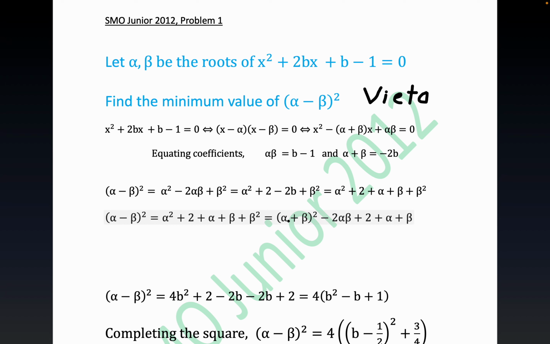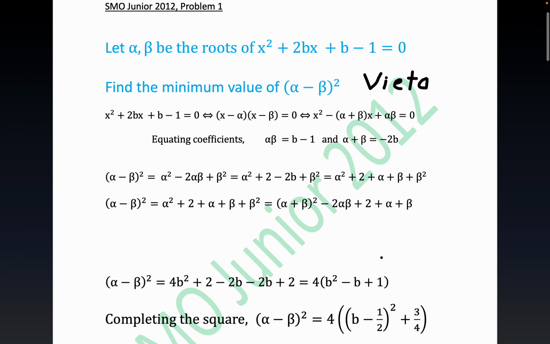Now you may ask, why did I do this? Well, it's just a little bit easier to rewrite this like this, since alpha plus beta is given. Okay, so I rewrote what we're looking for. We're trying to minimize this expression, but it's easier to express it in terms of the binomial alpha plus beta squared, since alpha plus beta is actually given to us. Okay, and so the rest of it's pretty straightforward.